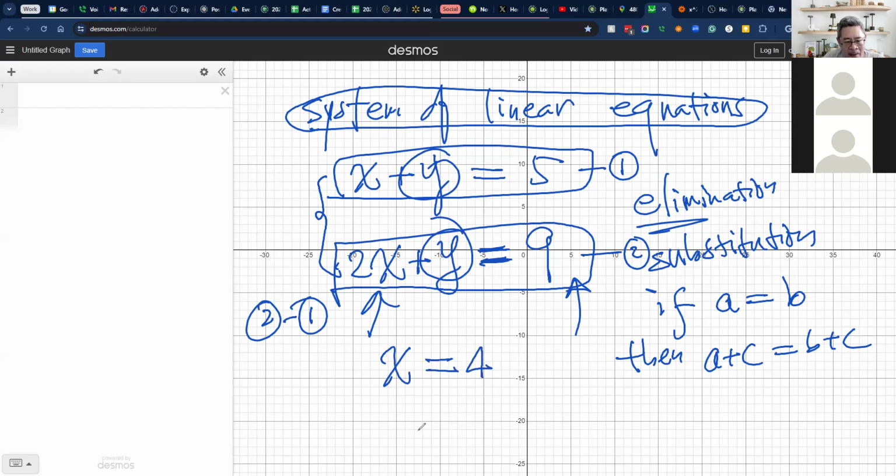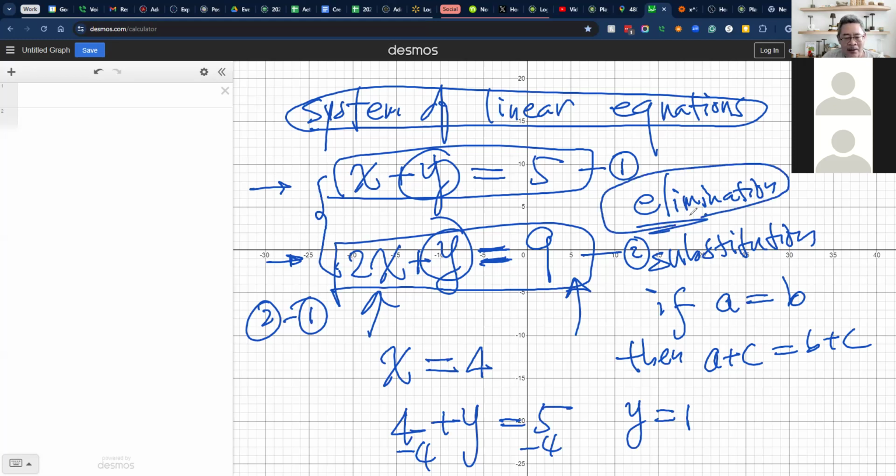And then we can either plug into the top or plug into the bottom to find y. Now, if we plug in the top, then it becomes 4 plus y equal to 5. Well, that's just a linear equation. So minus 4 on both sides. Then we got y equal to 1. So this is called elimination. Are we good on this one?